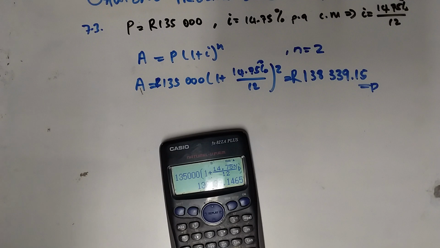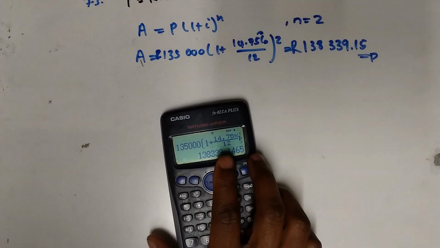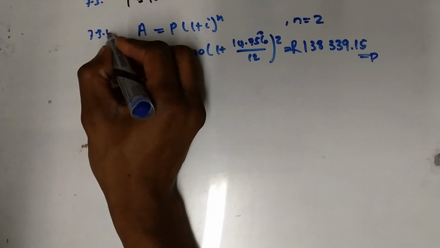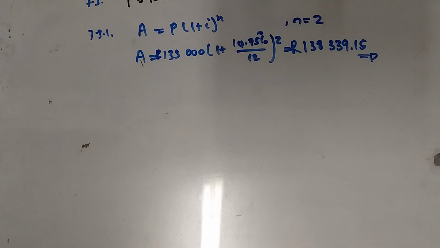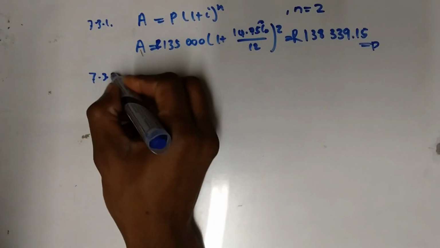So now we need to continue to the second question. This is 7.3.1, I need to write it here. 7.3.2: calculate the monthly installments on the loan.